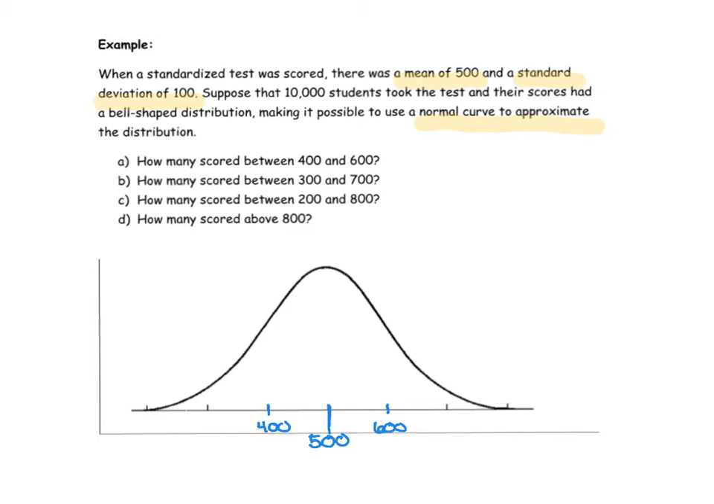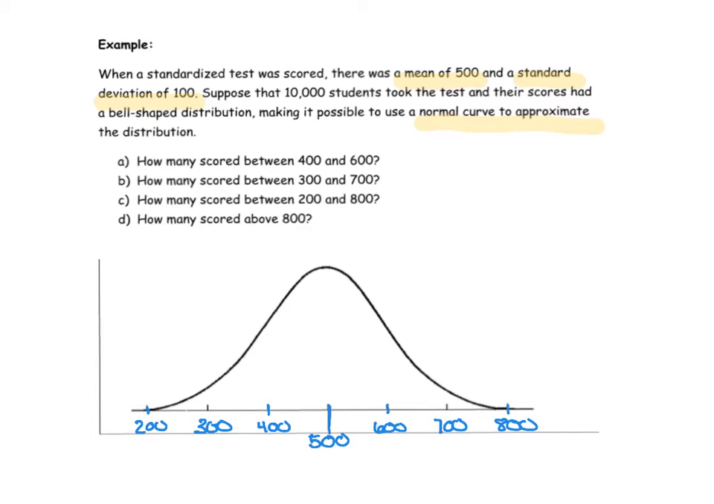So then I want to go out to two standard deviations away from the mean. So I subtract 100 twice from 500 and I will get 300 and 700. Now then I subtract 100 again and I will get 200 and 800.